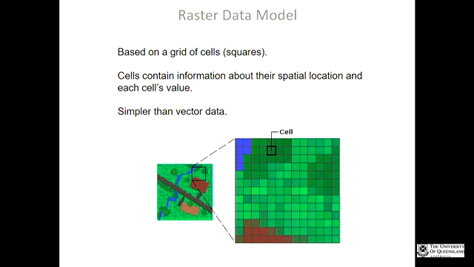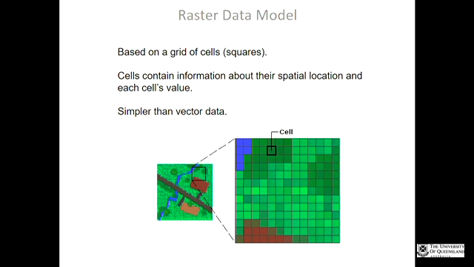Okay, let's talk about raster data. So that's vector data model for discrete objects. If now we're looking at raster data. Raster data is much simpler in a way. It's really just a grid of cells, okay? And these cells contain information about their spatial location and the value of that cell. A much simpler data structure than vector data.